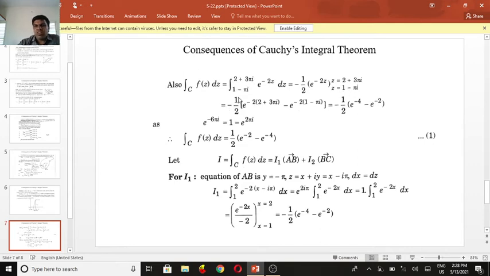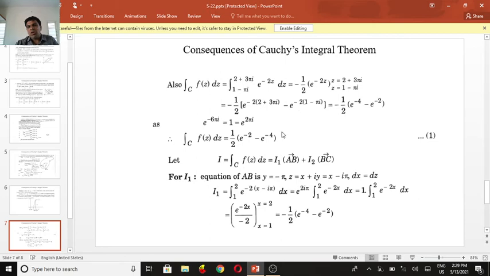So that is minus 1/2 [e^(-2(2+3πi)) minus e^(-2(1-πi))], which simply is minus 1/2 [e^(-4) e^(-6πi) minus e^(-2) e^(2πi)]. So we get e^(-6πi) minus e^(2πi).